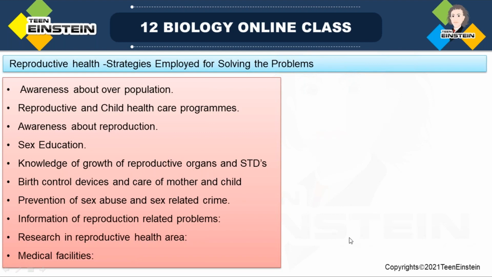So fertile couples and people of marriageable age should know about the different kinds of birth control measures or devices which are available now.